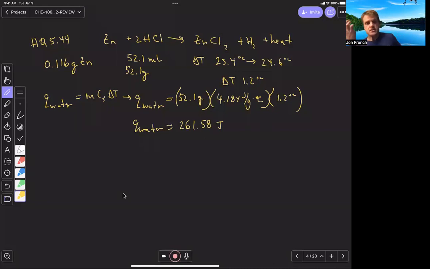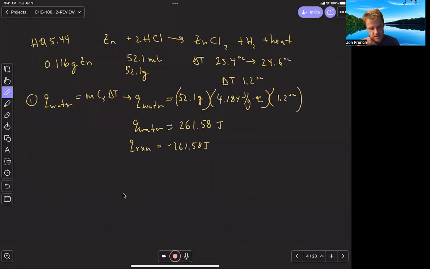So that means the reaction, right? Q for the reaction is opposite of that. The reaction lost 261.58 joules of energy because the water was able to absorb that energy. So the last step to basically find the heat of the reaction, right? Just look at the units. The units they're looking for are joules per mole. So we want to figure out how many moles of zinc we have in this reaction.